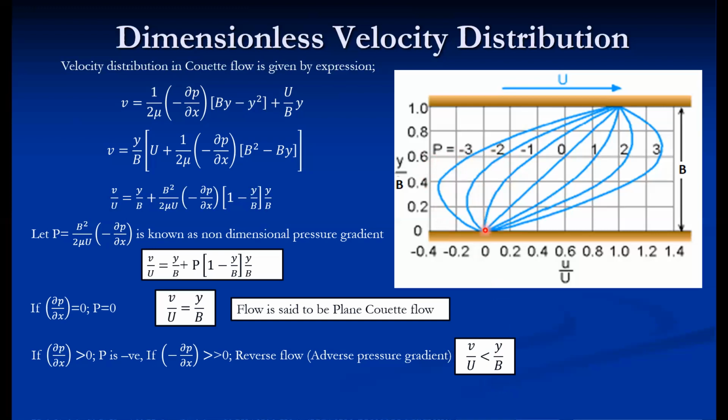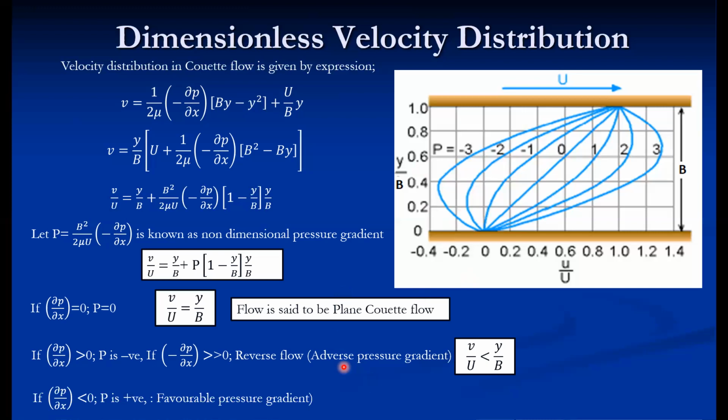Even for this case, here the pressure gradient becomes positive, but only in this particular zone near the stationary plate, just below the 50% portion, there is a possibility of reversal, which is not desirable. That's why it is called an adverse pressure gradient.